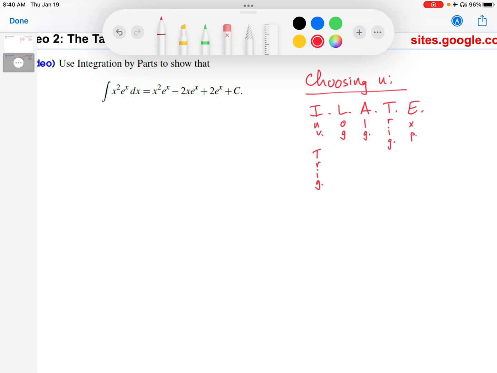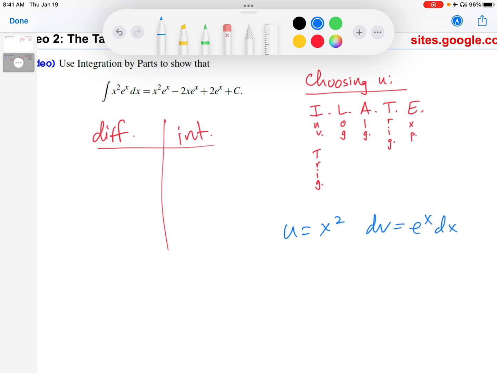What is the tabular method? So here's what you do. You make two columns. In the first column, you're going to be differentiating. This is the differentiating column. In the second column, you're going to be integrating. You need an initial choice for your u. So the u that we chose, remember, was x squared, and the dv we chose was e to the x dx. So you put your u over here in the differentiating column. You put your dv function, which is e to the x, over here in the integrating column.